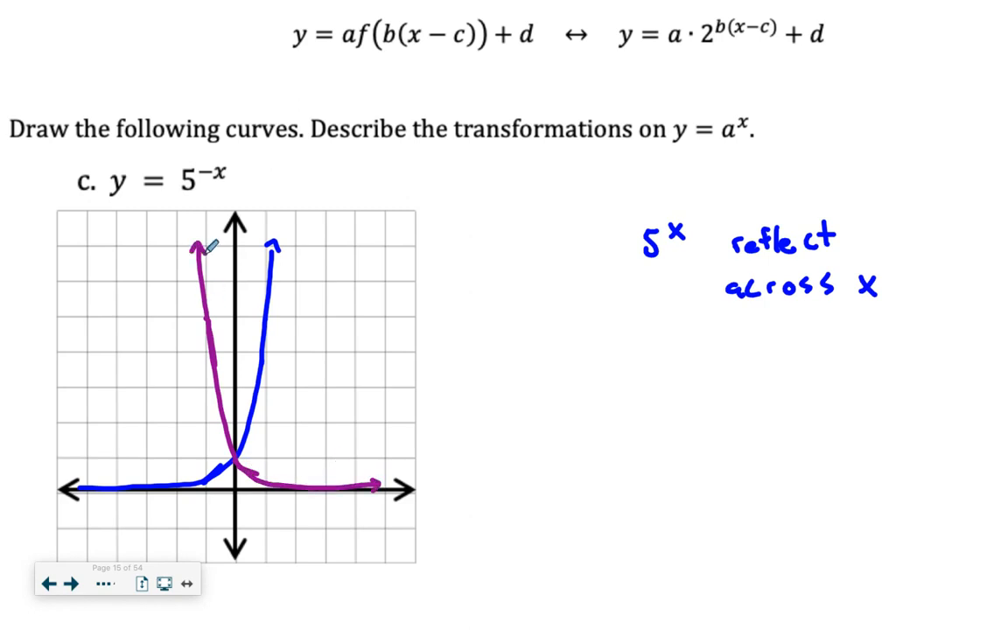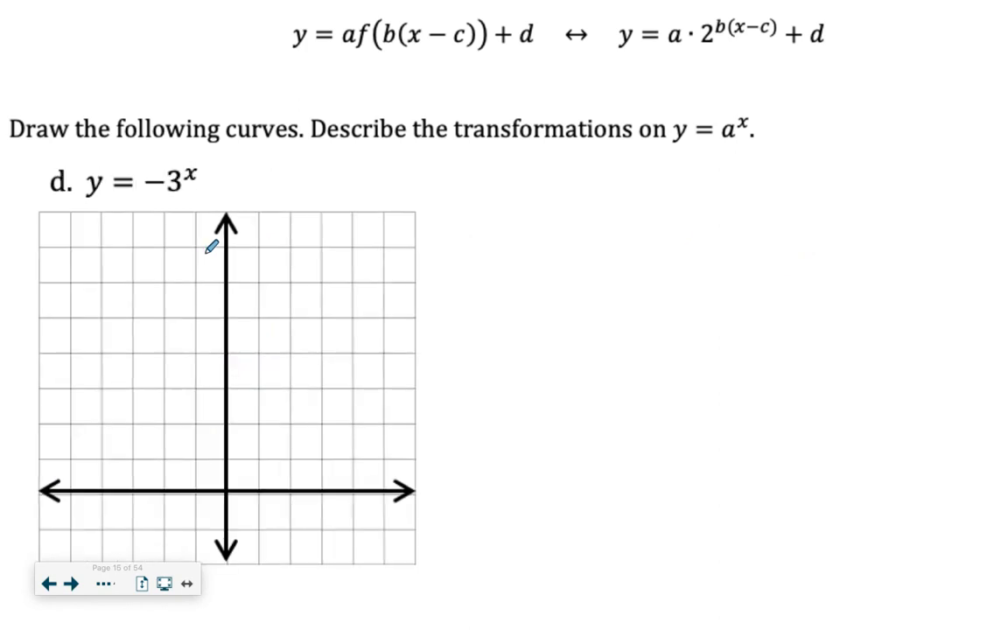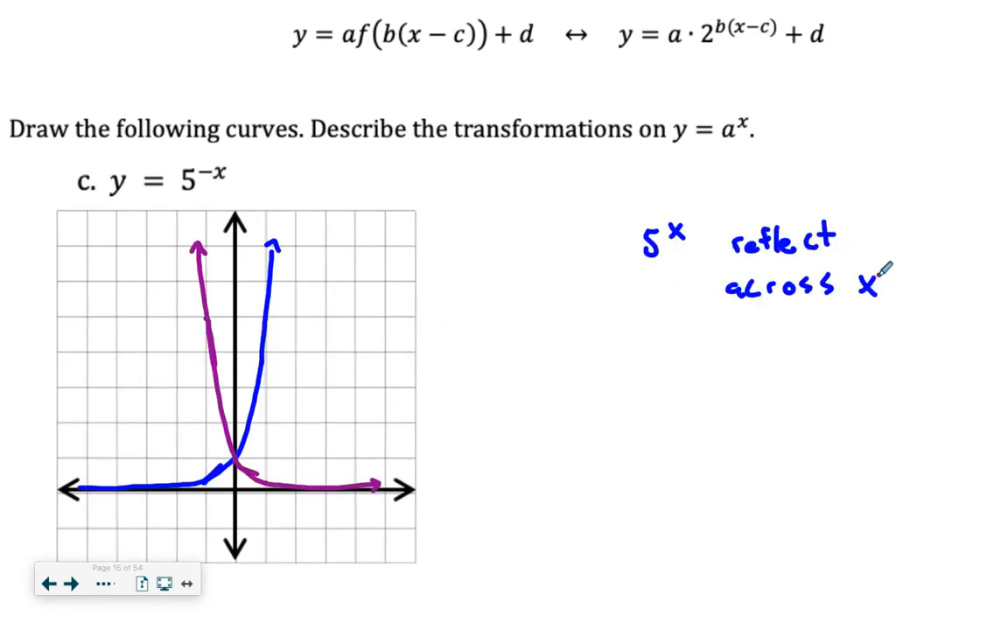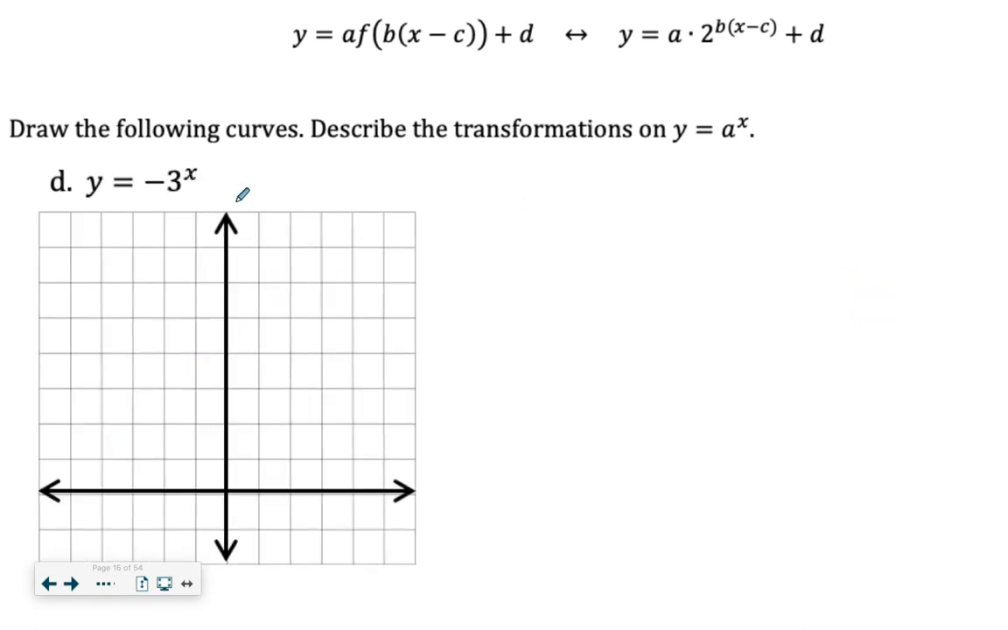There we go. All right, so now in this one, negative 3 to the x, this is what we were just talking about. I guess I should change this as well, reflection across y. So here, if my negative sign is out front, that's when we are reflecting across the x-axis. So here, if I'm taking 3 to the x, I would be reflecting this across the x-axis.